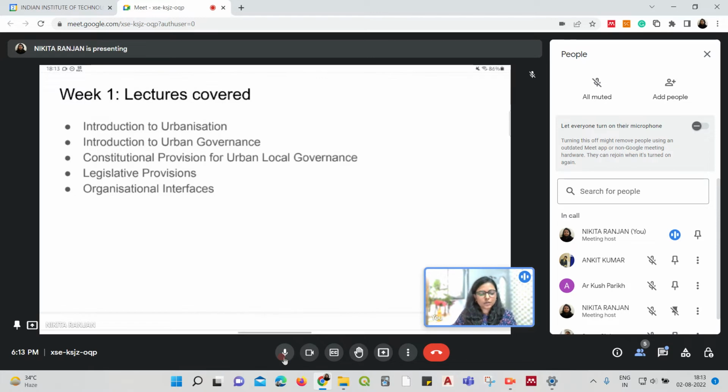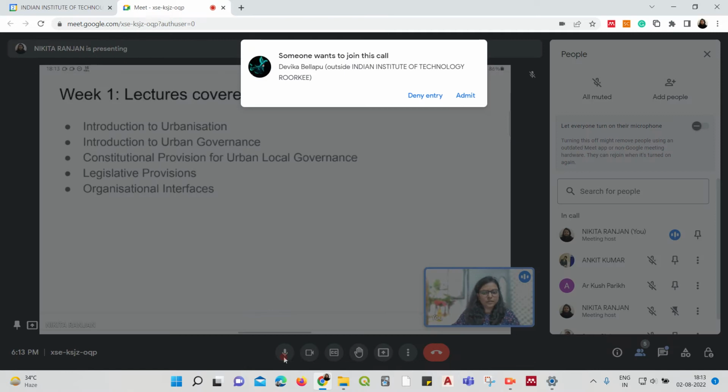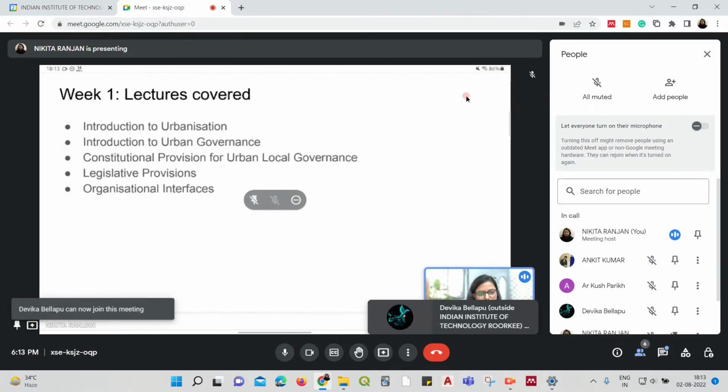Second is Introduction to Urban Governance. You would have covered basic concepts and definitions of urban governance, and core values of urban governance. You would also have covered indices and indicators which are used to measure how well any urban governance system is doing in any urban area.